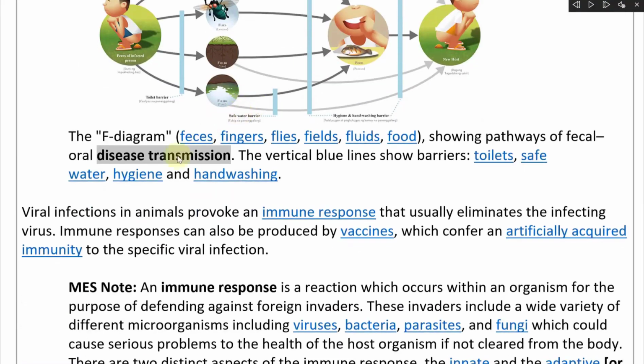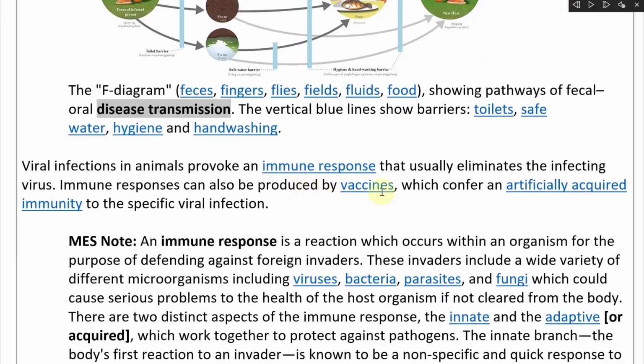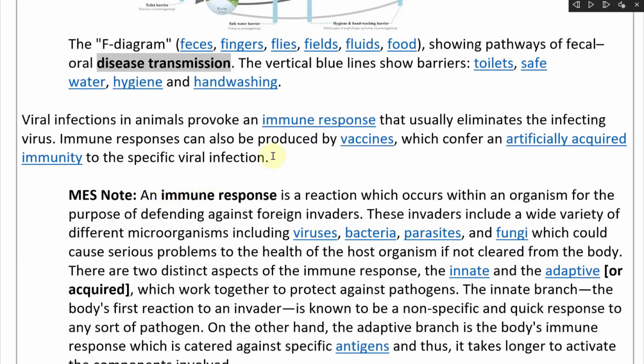But anyways, continue further. Viral infections in animals provoke an immune response that usually eliminates the infecting virus. Immune responses can also be produced by vaccines, which confer an artificially acquired immunity to the specific viral infection.